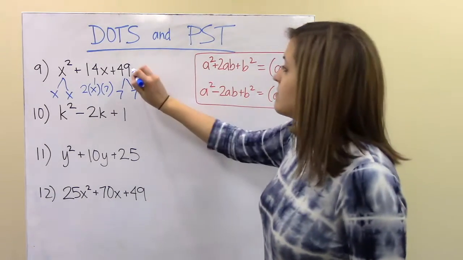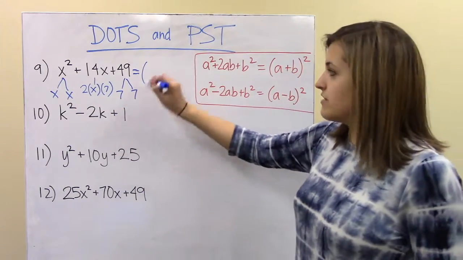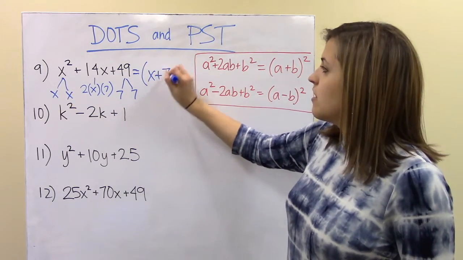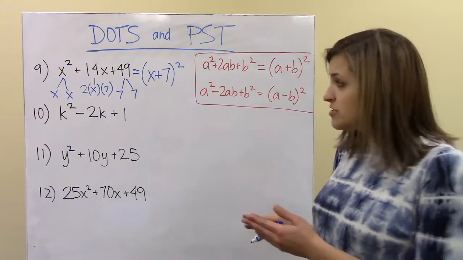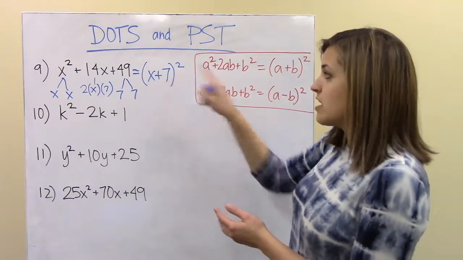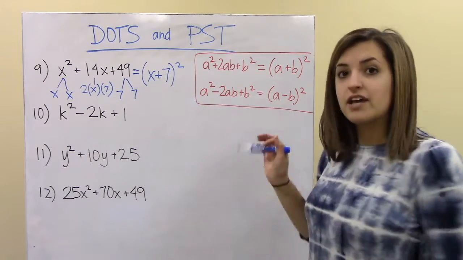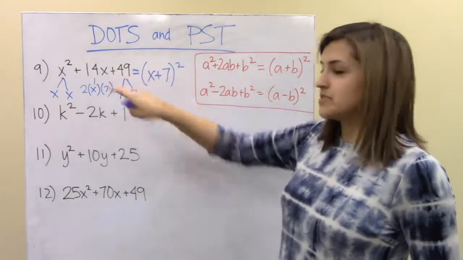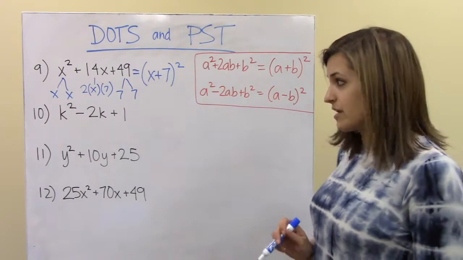So I can factor this into x plus 7 all squared. Now if you were to write this out, x plus 7 squared, I'd have x plus 7 times x plus 7, and I could FOIL and get this result back. That's a good way to check yourself. I really recommend doing that wherever you can.